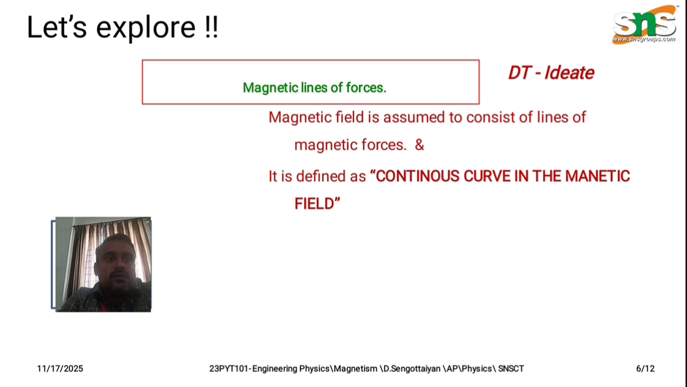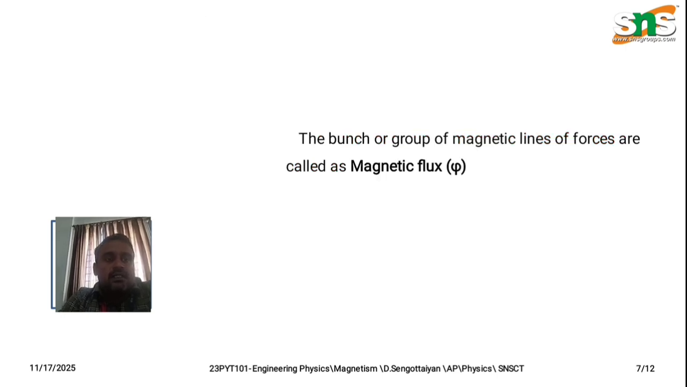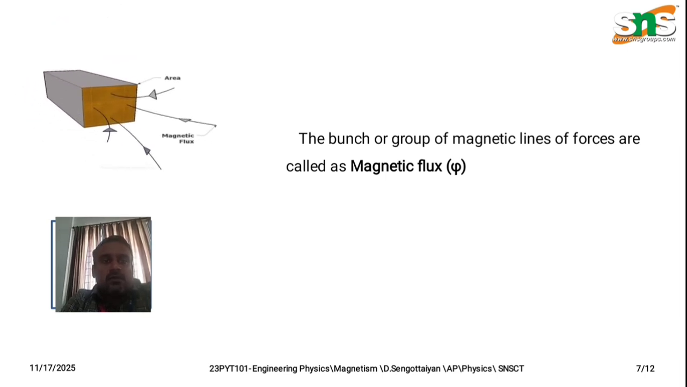The magnetic lines of force: the magnetic field is assumed to consist of lines of magnetic force. It is defined as a continuous curve in the magnetic field. So the number of lines of force passing through the material gives the magnetic intensity. The bunch or curve of magnetic lines of force is called magnetic flux. The diagram shows the amount of energy passing through the material.